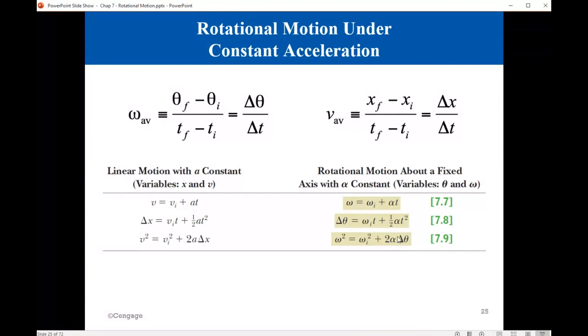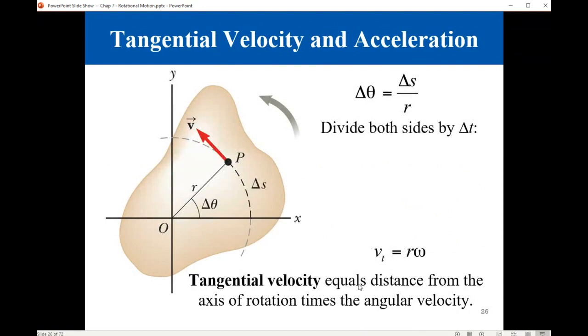So keep this in mind. All we need to do is just to replace the variables of motion for linear or translational motion by the corresponding ones for angular or rotational motion. As simple as that. We move on to learn about another variable, which is the tangential velocity and the acceleration.